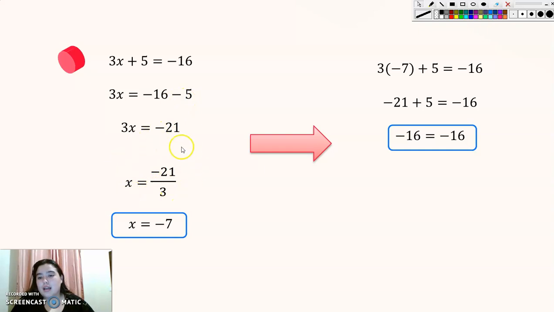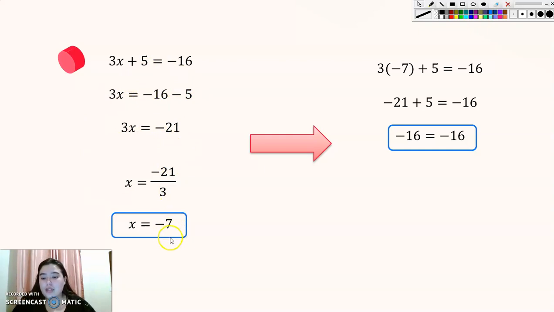In the third step, we have to get the x alone. So x equals negative 21 divided by 3. The 3 was passed to the other side of the equals because the x has to be alone. So now I have negative 21 divided by 3. And the answer for this equation is negative 7. x equals negative 7 is the answer of the equation.